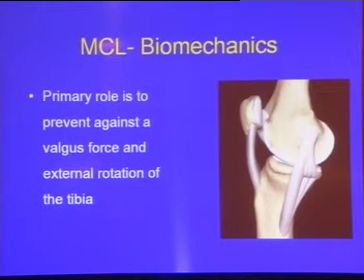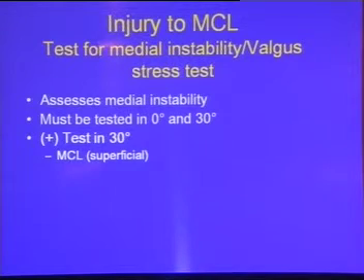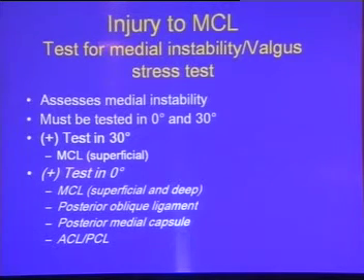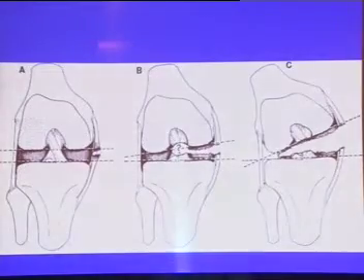Now coming to MCL, MCL is the primary medial stabilizer against valgus force, and secondarily it stabilizes the tibia against external rotation. So always try to assess medial sided injuries in 0 degrees and 30 degrees. As Vivek has rightly pointed out, in case the test is positive in 0 degrees, the injury is much more severe than an isolated MCL injury. And in case it is only positive at 30 degrees of knee flexion, then you can safely say that it is only an MCL injury.